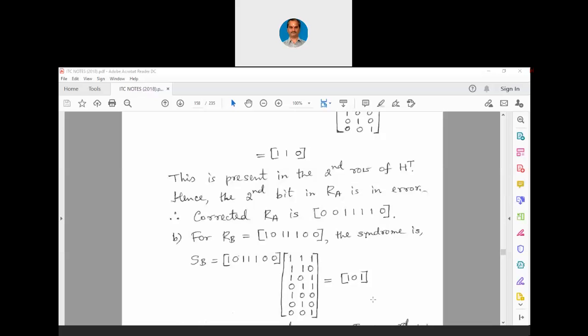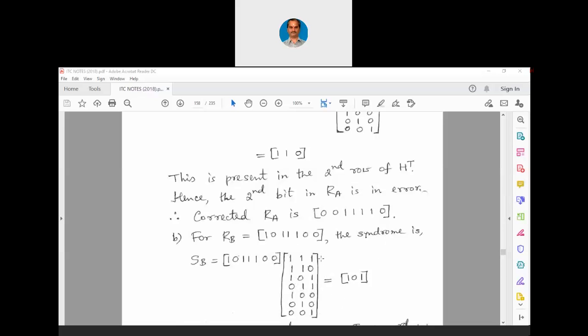Fine, you are all trying to answer. Let me clarify the answer. There cannot be 0, 0, 0 in H transposed. Why? Because what is H transposed? That is parity matrix along with identity matrix. In the identity matrix, always one element in the row will be 1. So there cannot be 0, 0, 0 in the identity matrix. Now there cannot be a 0, 0, 0 present in the parity matrix also. Can you tell me why?